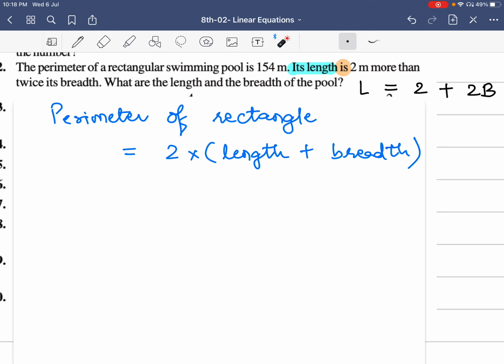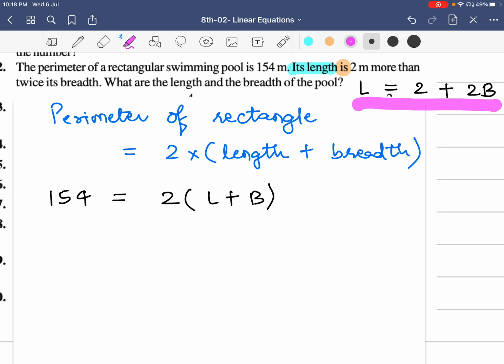Now, what is the perimeter of the rectangular swimming pool? It's 154 meters. So I'm going to substitute that value here. 154-meter perimeter is equal to 2 times its length plus breadth. So this becomes our other equation: 154 is equal to 2 times length plus breadth. But what is L? Let me use a highlighter here. L is equal to 2 plus 2b. So I can substitute that value here.